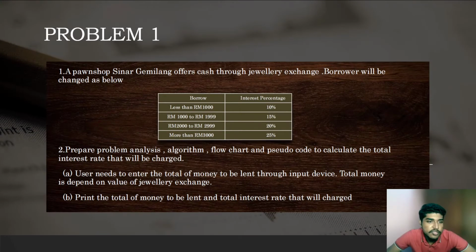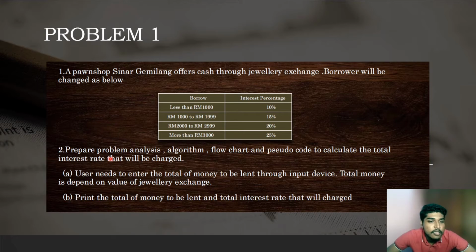Okay, in the first question, a pawn shop, Sinar Gamilang, offers cash through jewelry exchange. Borrowers will be charged as below. Borrow less than 1000, the interest percentage will be 10%. If borrow between 1000 to 1999, the interest percentage will be 15%. If borrow 2000 to 2999, the interest percentage will be 20%. If borrow more than 3000, it will be 25%.